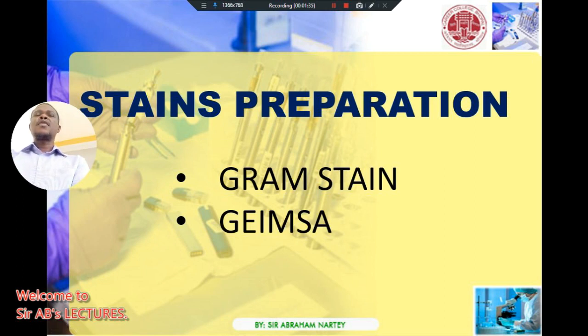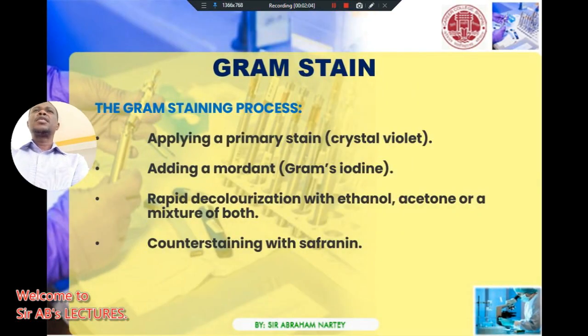These stains are very important because they are for daily use. Gram stain is used not in the pathology lab alone, but also in the microbiology lab. The Giemsa stain is also used daily because of the presence of malaria parasites, plasmodium parasites, or for any blood samples. So now we want to begin the lecture by looking at gram stain.